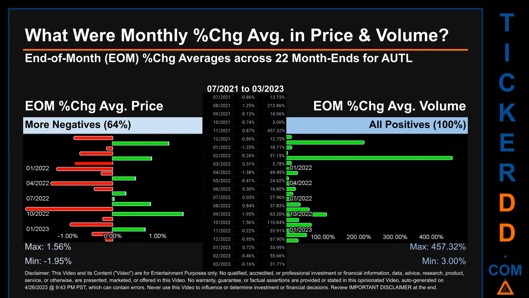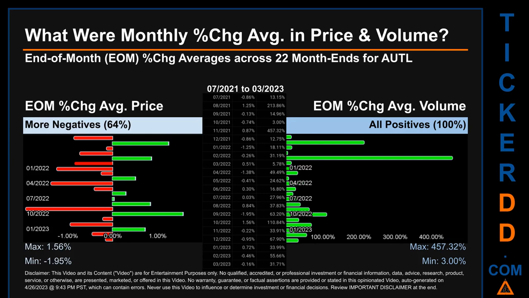What were end-of-month percentage change averages in price and volume for AUTL? The monthly average of percentage change in price and in volume were calculated for each of the 22 month ends. That calculation took daily percentage changes and averaged them for each given month. If a month end came out negative, then it means that the month summarily saw a negative change. From 07-2021 to 03-2023, out of 22 month ends, 14 had a negative percentage change in average price. Meaning 64% of month ends saw a negative percentage change in average price. In terms of volume, 22 out of 22 month ends had a positive percentage change. That is 100% of month ends saw a positive percentage change in average volume.